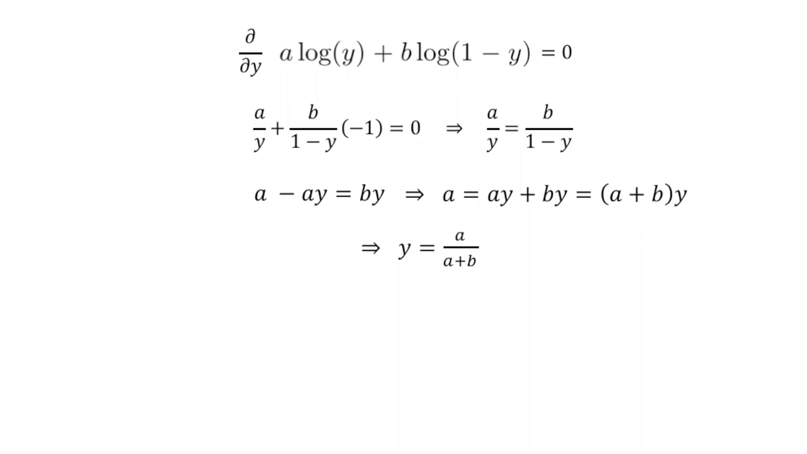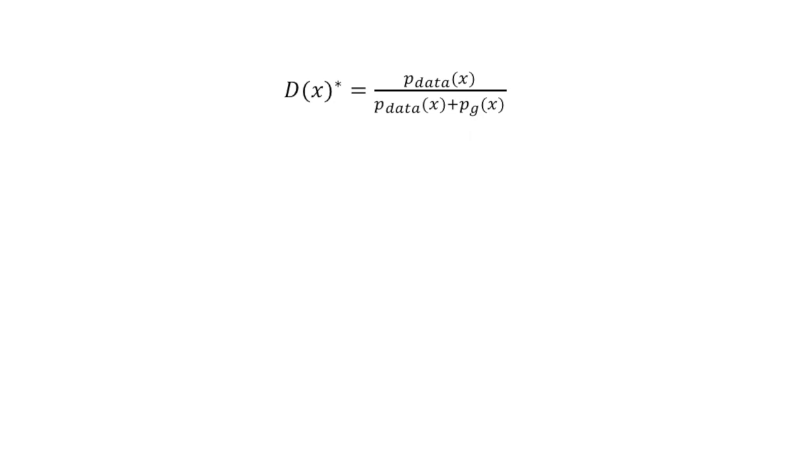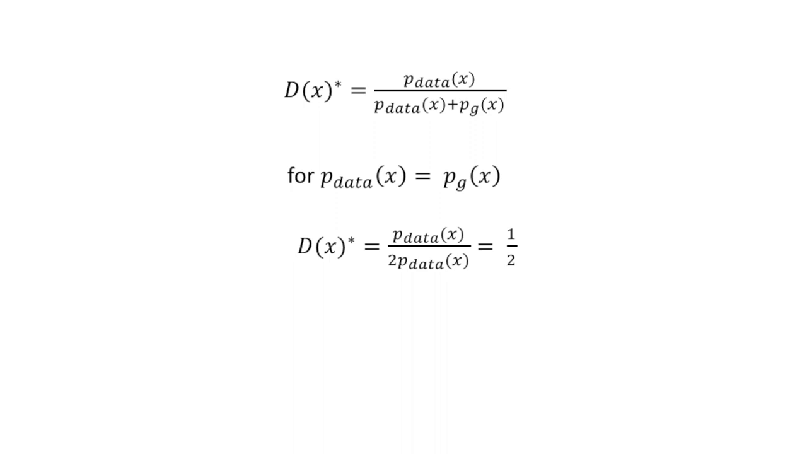If we then plug in the original variables for A and B, we recover our final form for the optimal discriminator. We can easily see that if the probability distribution of the real data and the generated data are identical, then the optimal discriminator returns a value of 1/2. This makes intuitive sense.